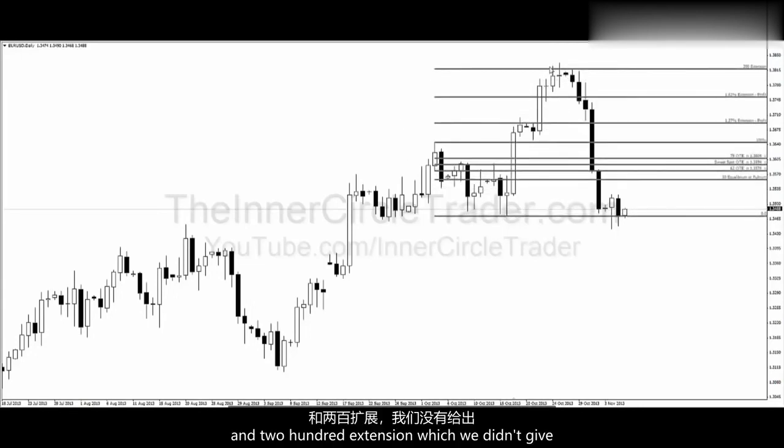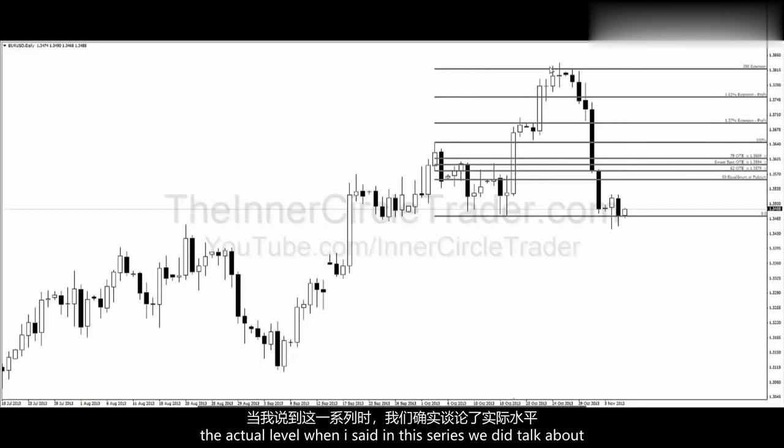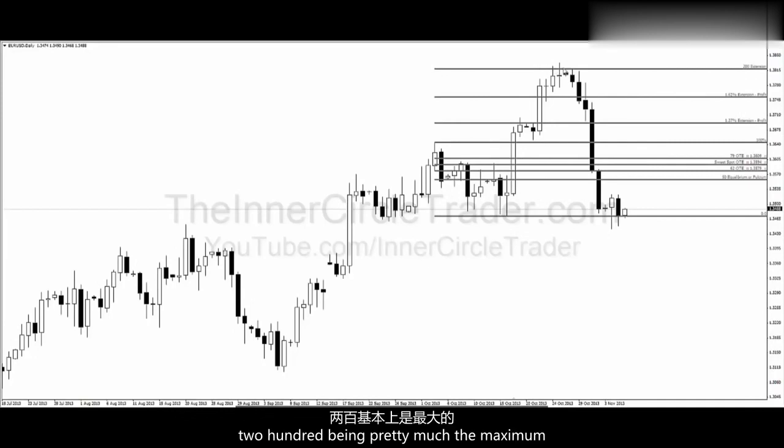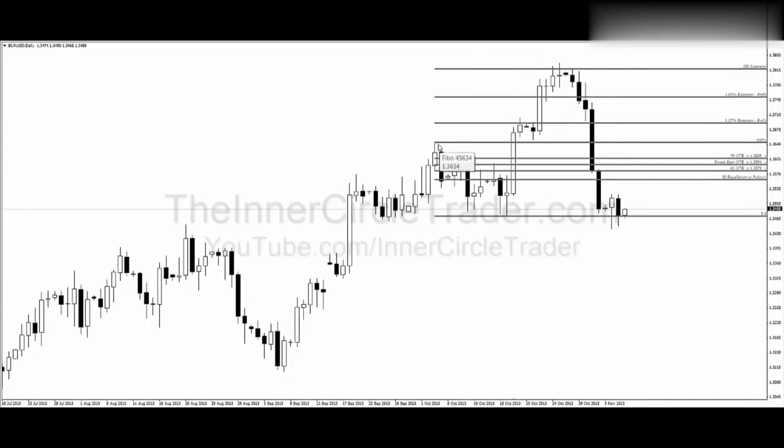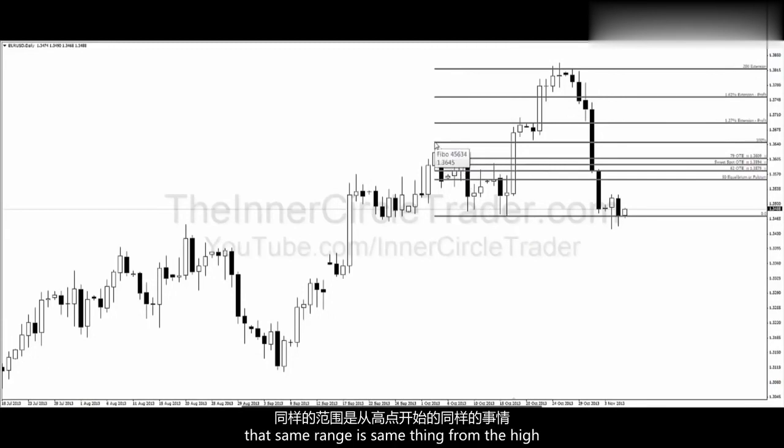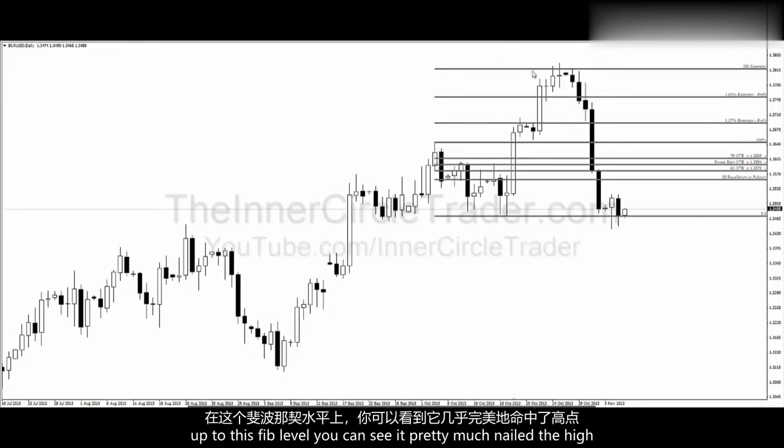And the 200 extension, which we didn't give the actual level on our fib in this series, but we did talk about the 200 being pretty much the maximum level that we like to see, which is basically a measured move type of price phenomenon from this high to this low. That same range is the same thing from that high up to this fib level. You can see it pretty much nailed the high.